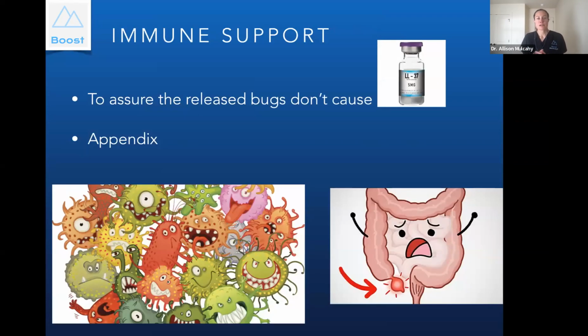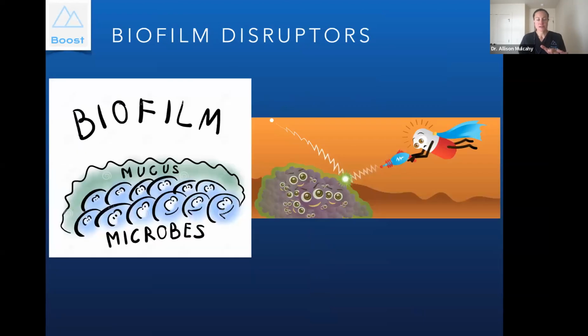Because of this, it's important that we do some immune support. So you can imagine all those little bugs there in this drawing, and imagine if that little pill on the right, which indicates an antibiotic, is disrupting the biofilm and then all of a sudden all those bugs are out there. Then those bugs can actually cause infections if your immune system is not robust enough.